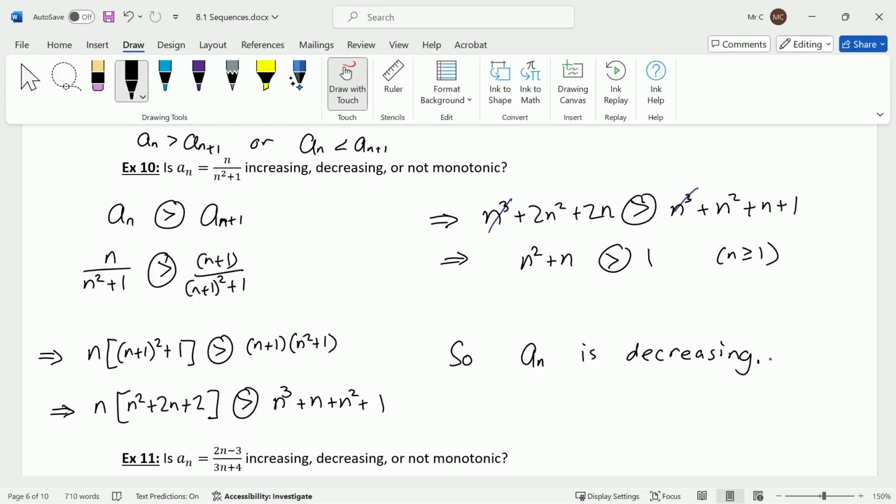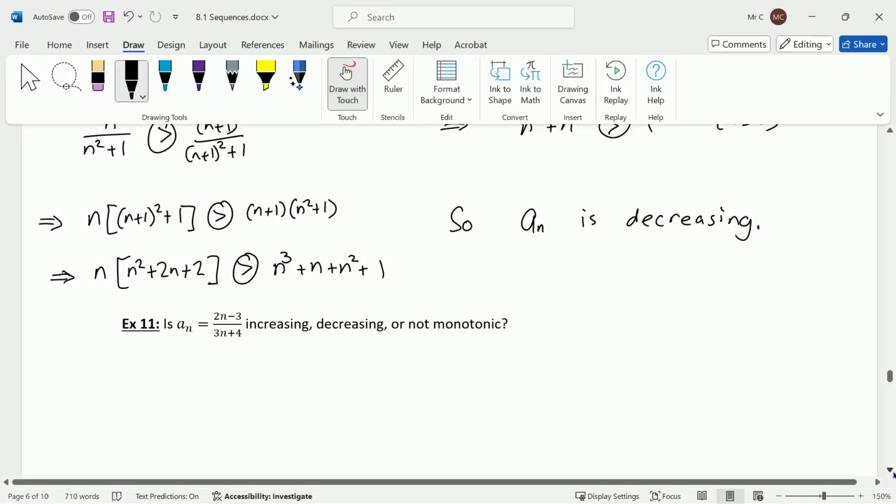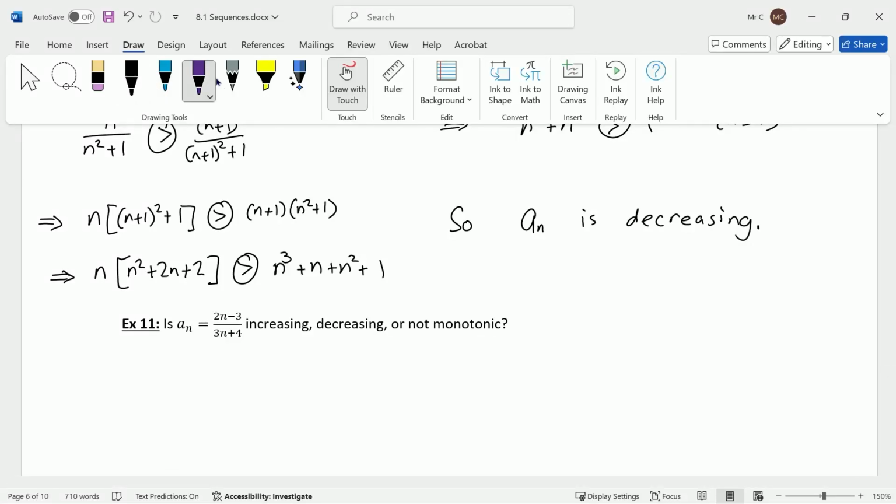Now, of course, we know from Calculus 1 that we can often take derivatives to show a derivative is positive or negative to show that something is increasing or decreasing, but there's a little problem with sequences, and that's why I really want students to focus on practicing this algebraic approach. So we'll just draw a little bit of an aside here.